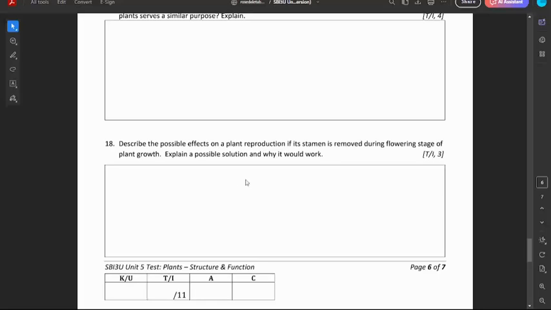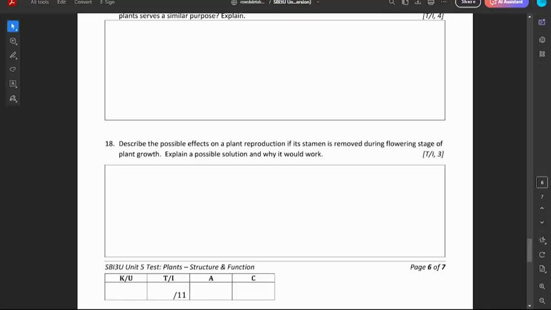Okay, so that means with this stamen, no more pollen production. The plant can't reproduce. Remember that stamen is necessary for fertilization and seed formation. What else? It reduces seed production, I think. Fertilization, which causes the seed to not grow. What are the possible solutions?